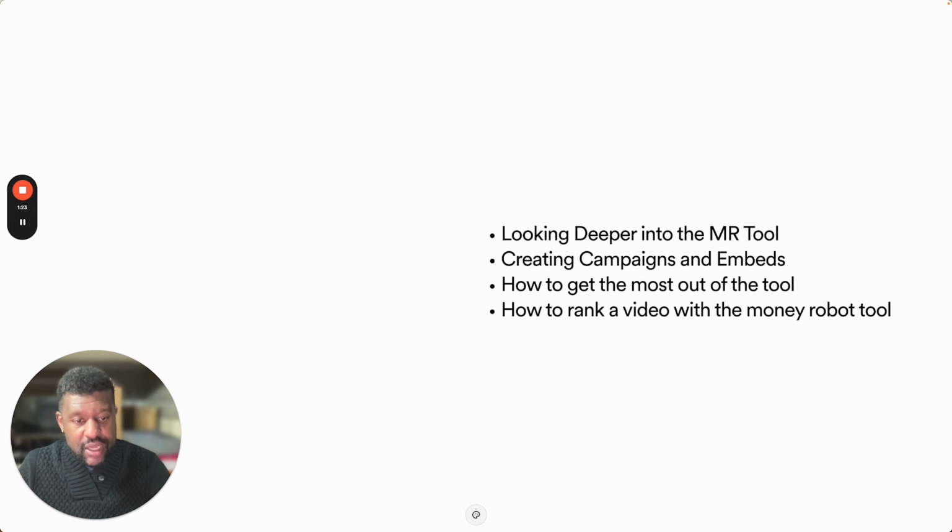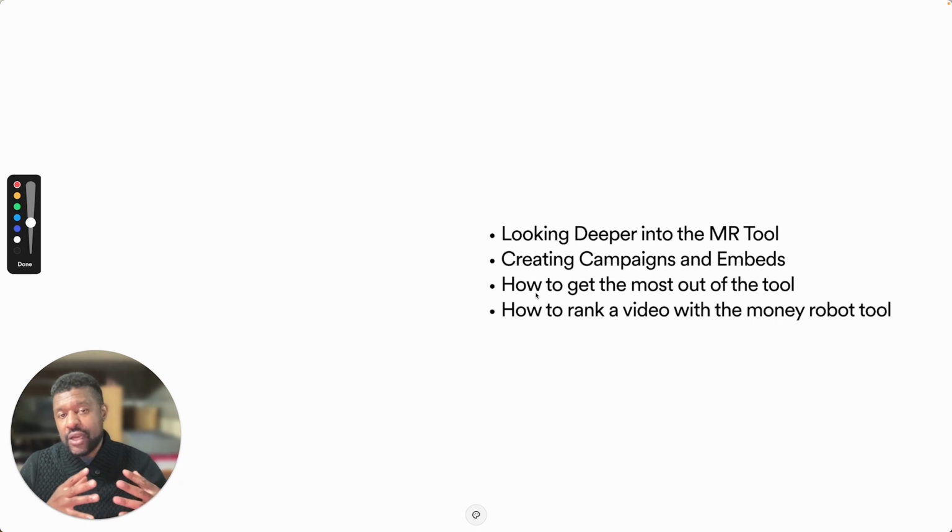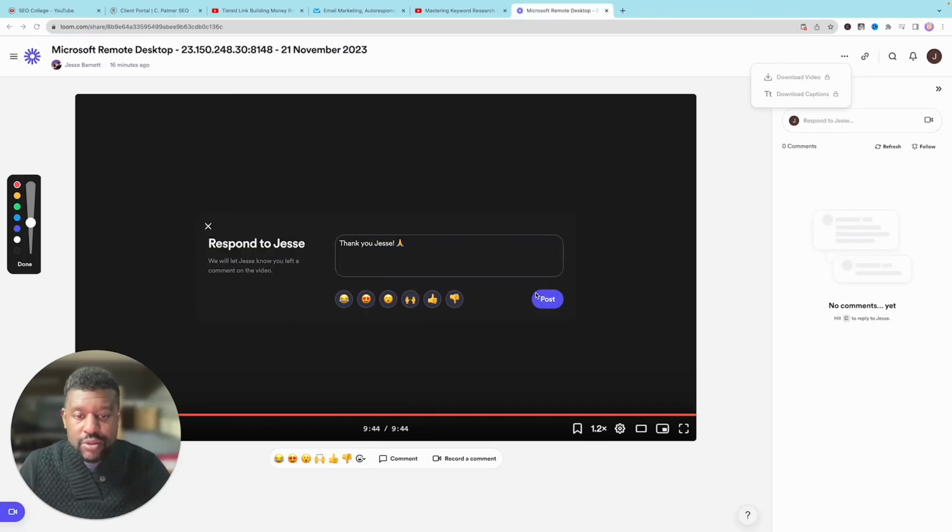So we're going to take a deeper look into the Money Robot tool today. We're going to go into the different aspects of the Money Robot tool right here. So we're going to look at campaign usage. We're going to look at creating a campaign afterwards, and then embeds. And then we're going to go into how to get the most out of this tool. And then finally, we're going to go into how to rank a video step by step. So we're going to go into the actual fundamentals of ranking a video on YouTube. So with that said, let's jump into the Money Robot tool.